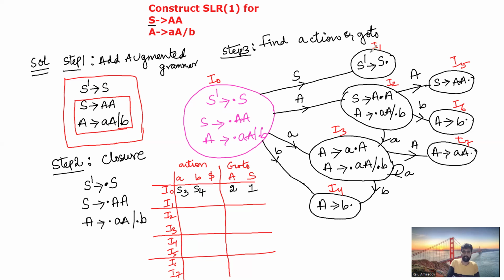Next one, I1. So I1 is, remember, this is called as augmented grammar. When you find augmented grammar, the number is I1 in place of dollar. Just to write simply, accept. Okay, I2. I2 on small a go to I3, which is called as S3. I2 on small b go to I6.